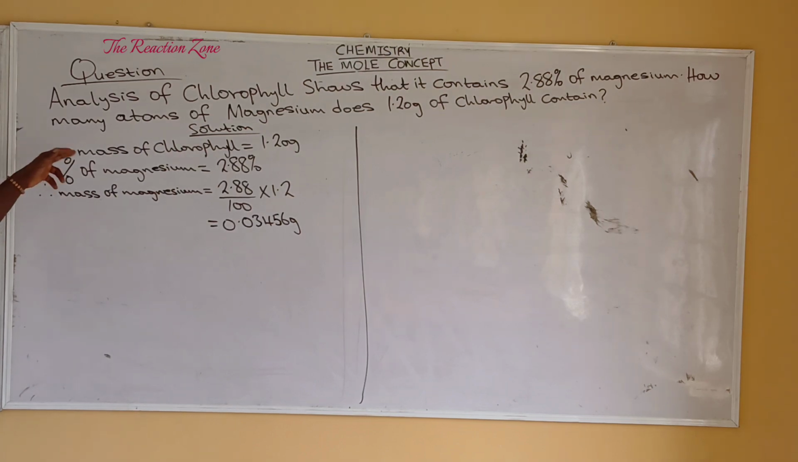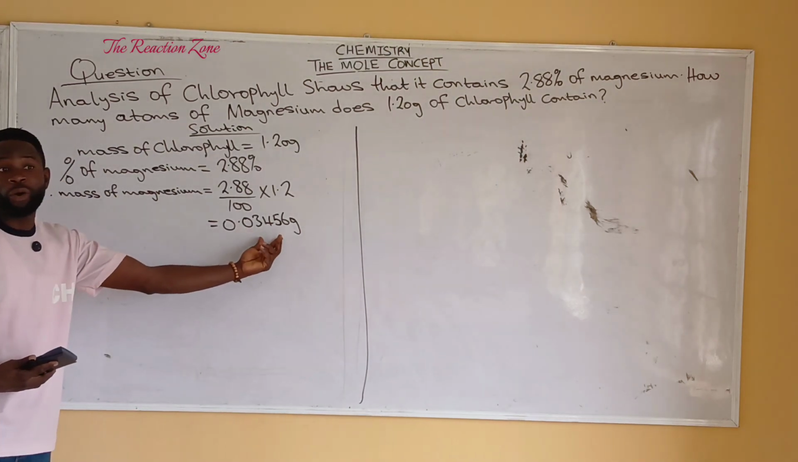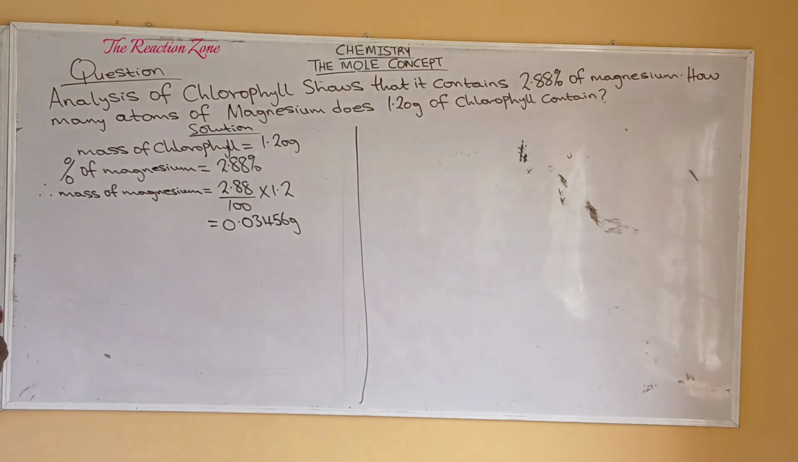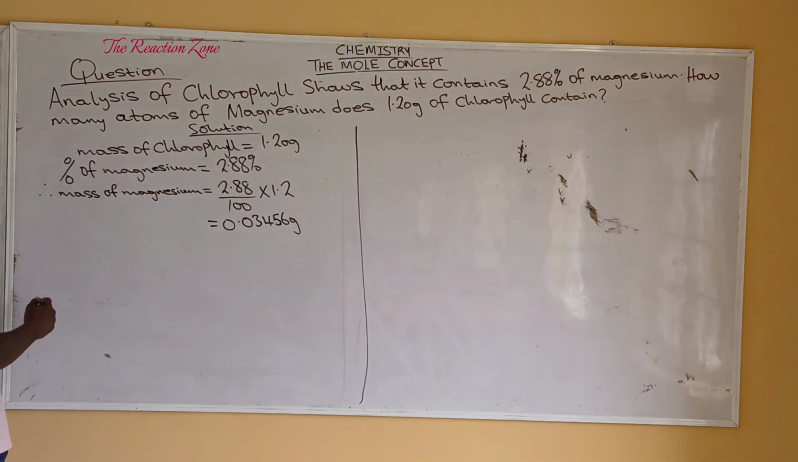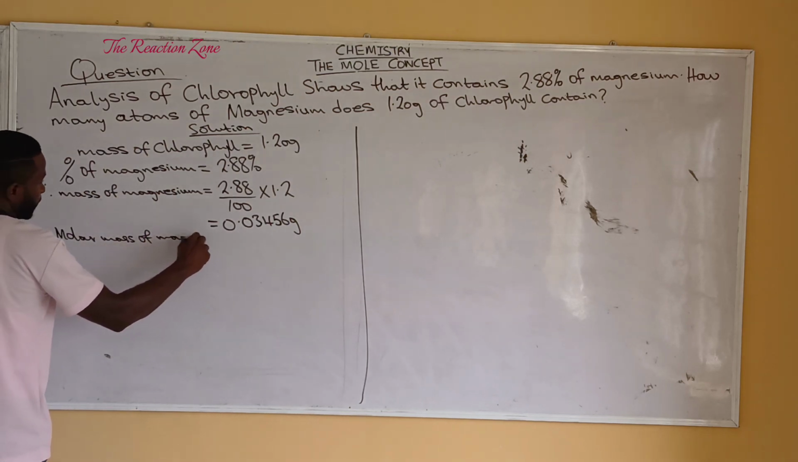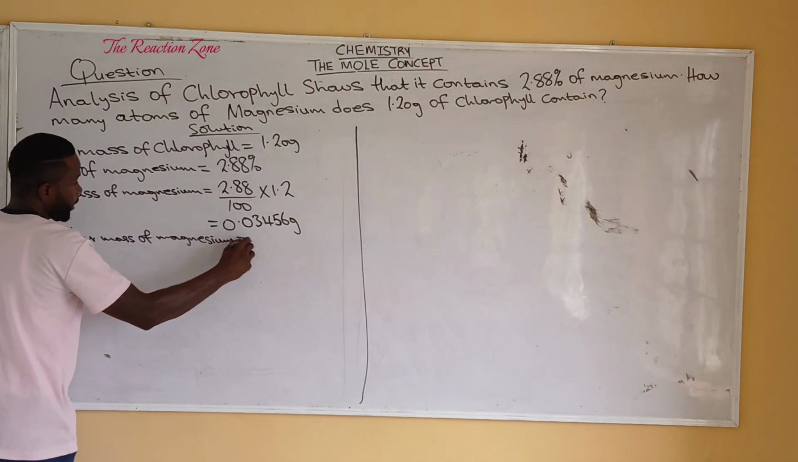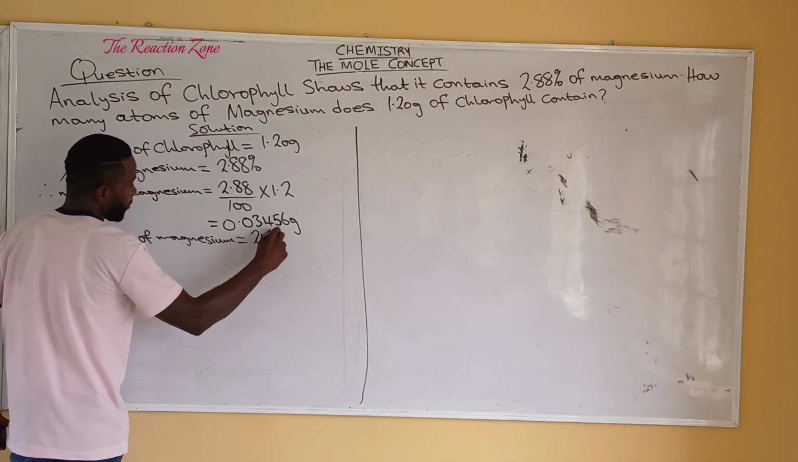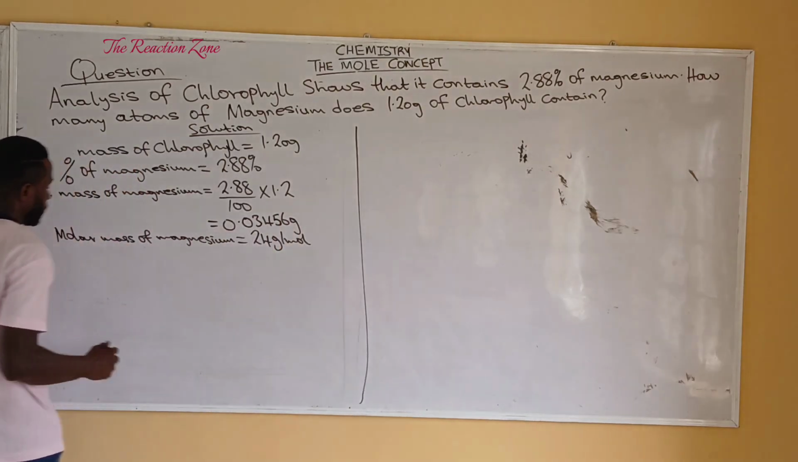Now that we know the mass of magnesium, before we can find the number of atoms of magnesium, we need to know the number of moles that this mass of magnesium corresponds to. And to do that, we must know the molar mass of magnesium. So first, the molar mass of magnesium is 24 grams per mole.